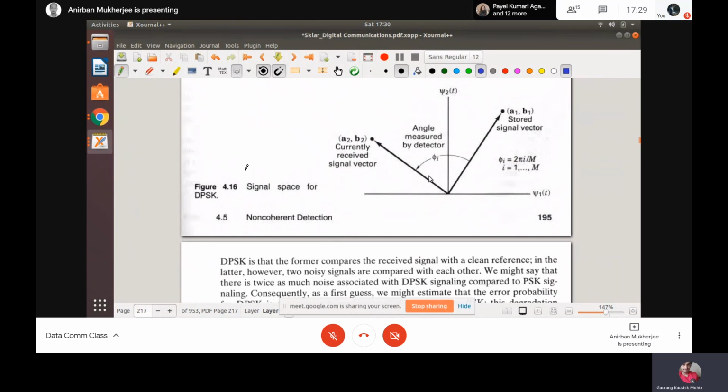But now in differential PSK, my previous received signal is one, and the current one I have received is A2 and B2. My detector is basically detecting the differential phase, which is this one minus that. So this is the differential detection.